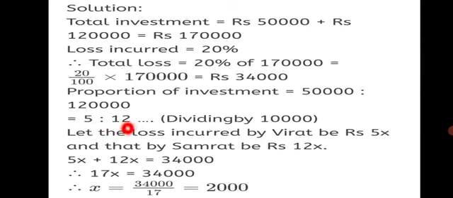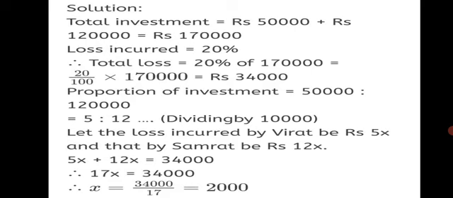So, how do you write your statement? Let the loss incurred by Virat be rupees 5x and that by Samrat be rupees 12x. Now, it's time to form the equation. 5x plus 12x is equal to 34,000. Therefore, 17x is equal to 34,000. 34,000 is the loss. So, x is equal to 34,000 divided by 17, which is equal to 2,000.